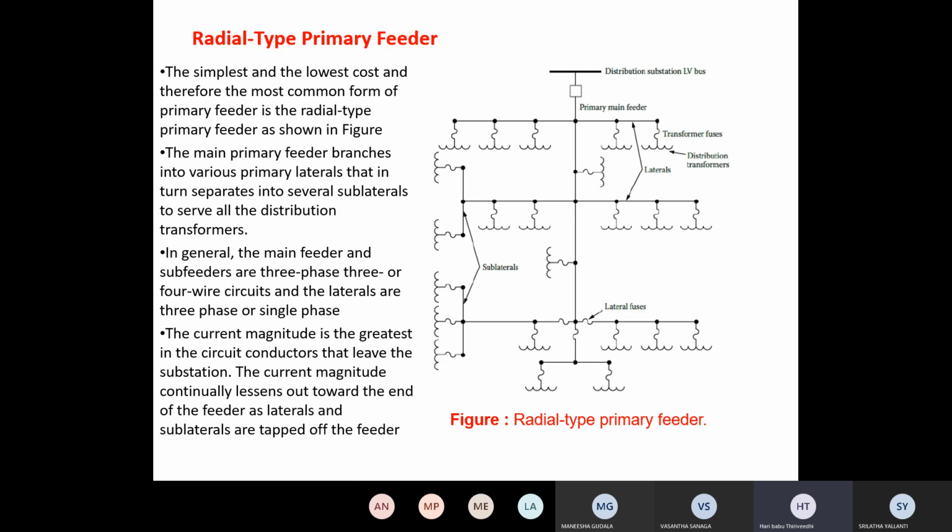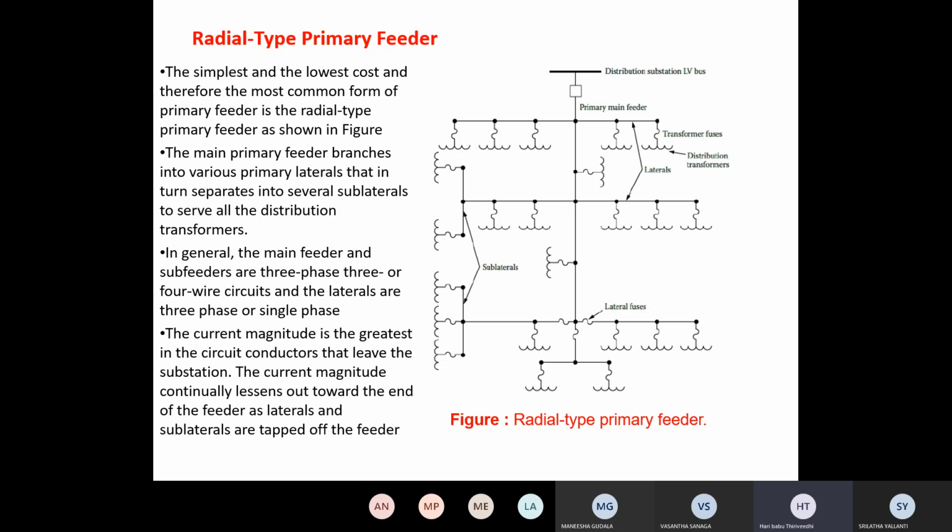The main primary feeder branches into various laterals, which in turn separate into several distribution transformers. Look at the picture. This is the distribution substation, and this is the main primary feeder. From the starting point to the ending point is the main primary feeder.